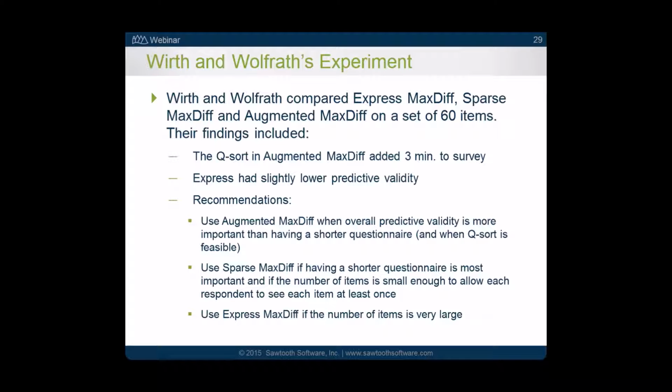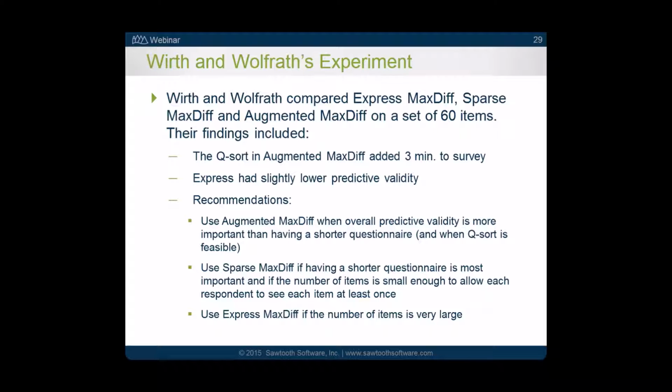Whith and Wolfrath, the folks that came up with these 2 ideas, compared these methods on a set of 60 items, and they also compared them with augmented MaxDiff, and here's what they found. They found that the Q-sort involved in augmented MaxDiff, that earlier method we talked about a couple minutes ago, added 3 minutes to the survey. They found that the Express MaxDiff had slightly lower predictive validity, and they had a set of recommendations.